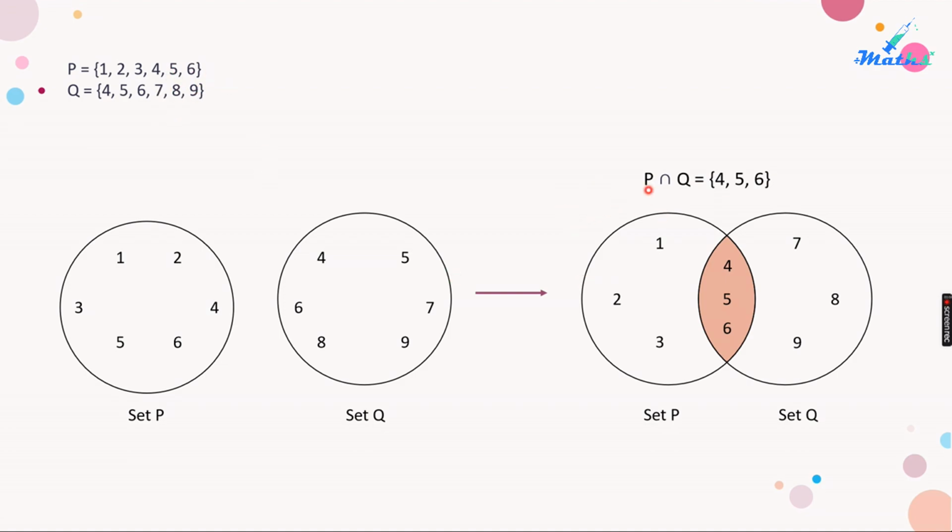Now we want to find P ∩ Q, which equals 4, 5, 6, because set P and set Q both have the elements 4, 5, and 6. So we write down 4, 5, and 6 in the middle, and this is the intersection of set P and set Q.